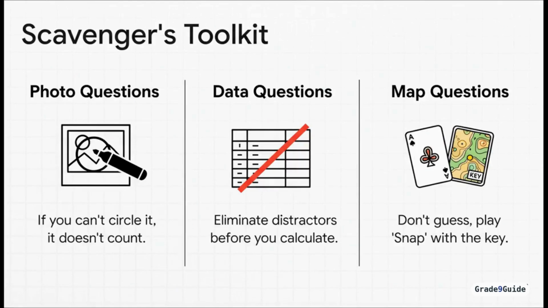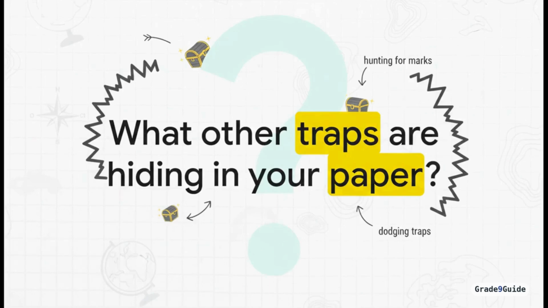So let's wrap this all up in your new Scavenger's Toolkit. For photo questions, remember, if you can't circle it, it doesn't count. For data questions, eliminate the distractors before you calculate. And for map questions, don't guess, play Snap with the key. You see, when you have this mindset, the exam paper stops feeling like a test, and it starts to feel like a game. You're not just answering questions anymore. You are actively hunting for marks and dodging traps. So the final question is, what other hidden marks are you going to find?